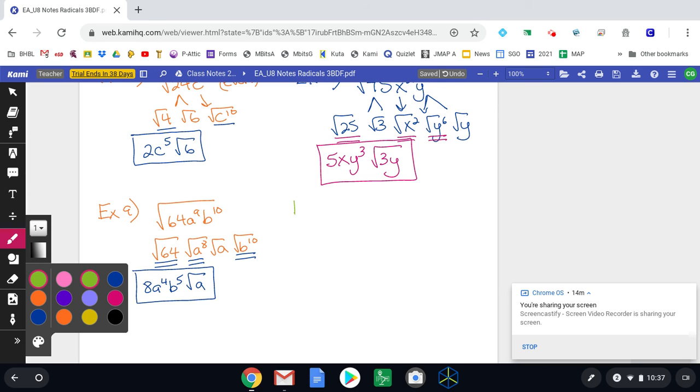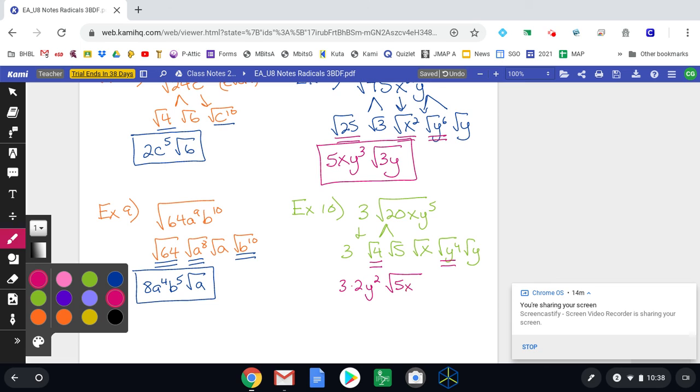All right, and our last one for today, number 10. We're going to put a number on the outside. I've got a 3 times the radical of 20, x, y to the 5th. So that 3 is going to come down. That 20 is going to turn into a radical 4 times radical 5. The x is going to stay in its own parenthesis. And the y to the 5th is going to turn into a y to the 4th and a y. Now I look for the perfect ones. Perfect, perfect. So now I have 3 times 2 times y squared. Gather up everything else. I do want to take care of this right here. So now this is a 6, y to the 2nd, square root of 5xy.